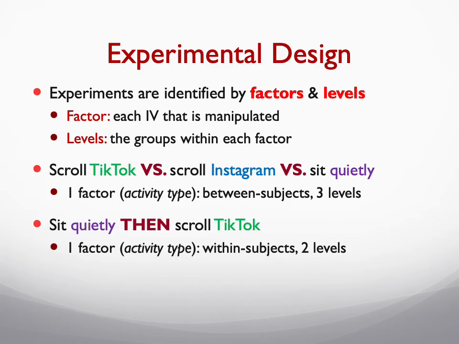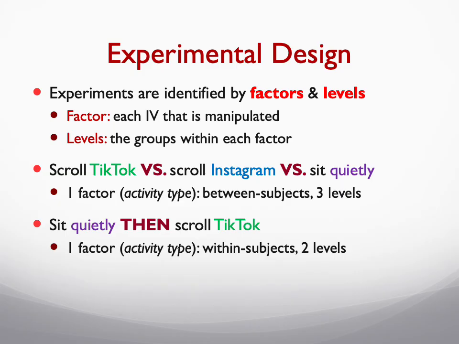So importantly, each experiment is identified by its factor and levels. Levels are the groups within each factor. The factor is each independent variable that is manipulated. These are 2 very simple designs: 1 factor between subjects experiment, 1 factor within subjects experiment, 1 with 3 levels, 1 with 2 levels.